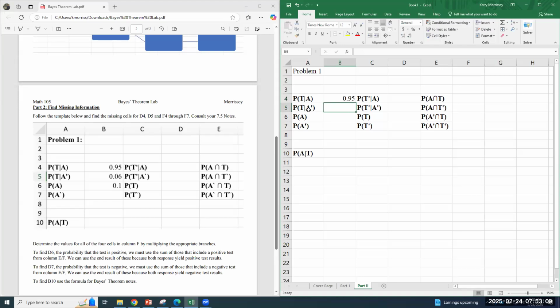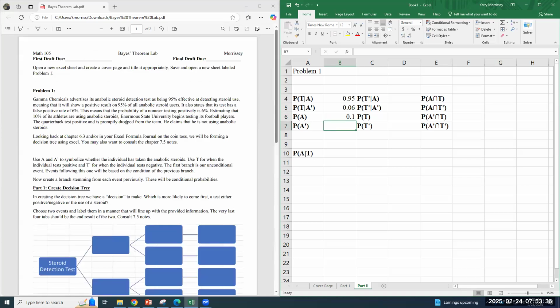Now, this person was not taking steroids. However, they still were believed to have been taking a steroid. So they tested positive even though they did not take the drug. This is what we call that false positive. So we had 0.06. Right here, they said, okay, there was a 10% chance that somebody was taking the steroids. So we're doing that. And that is all from the above here that they've told us.